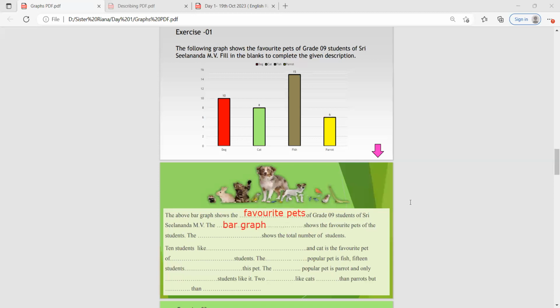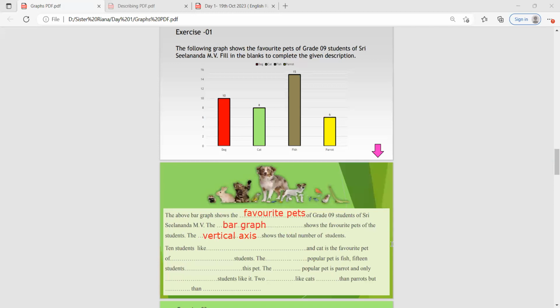The blank shows the total number of students. That means the blank shows the total number of students, or you can say, what is the meaning of the blank shows the total number of students? Maybe this is our y-axis. So when you take it, that is your vertical axis, right? Vertical axis shows the total number of students.